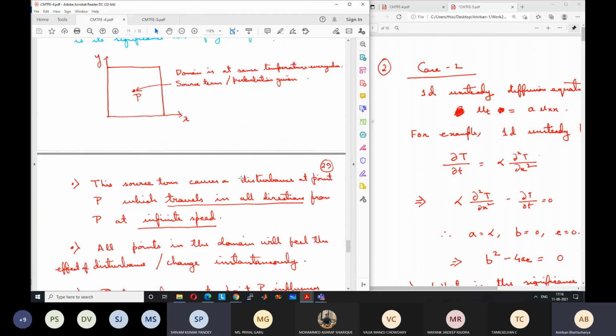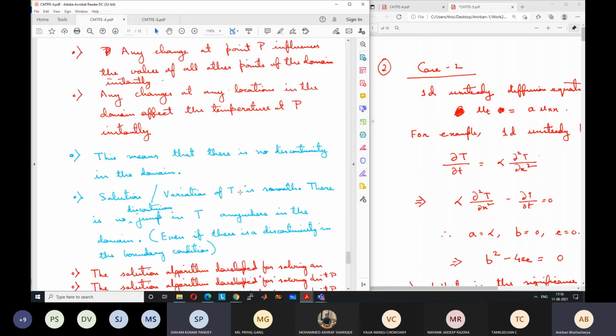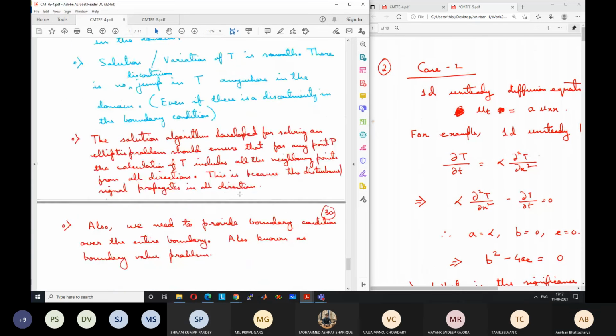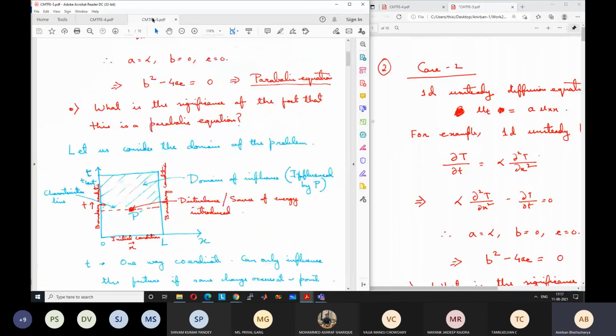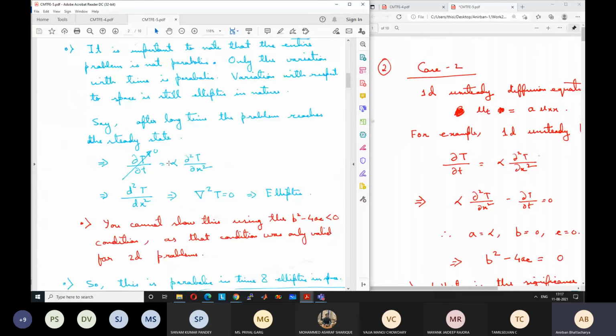So what you are saying is, let me go to that. Because this was a 1D problem, and if the unsteady term goes to 0, we are only left with d square T by dx square equal to 0. So here we are not able to use our classification technique b square minus 4ac. But still this is elliptic because the nature is still elliptic, meaning the behavior is two-way.